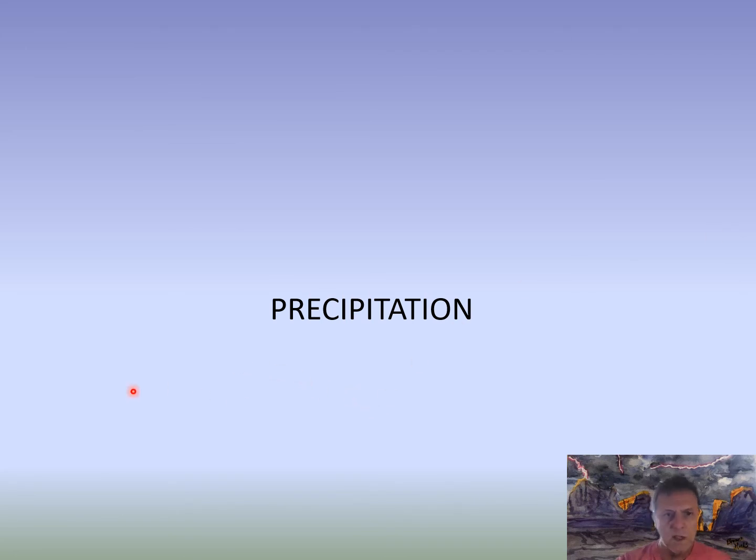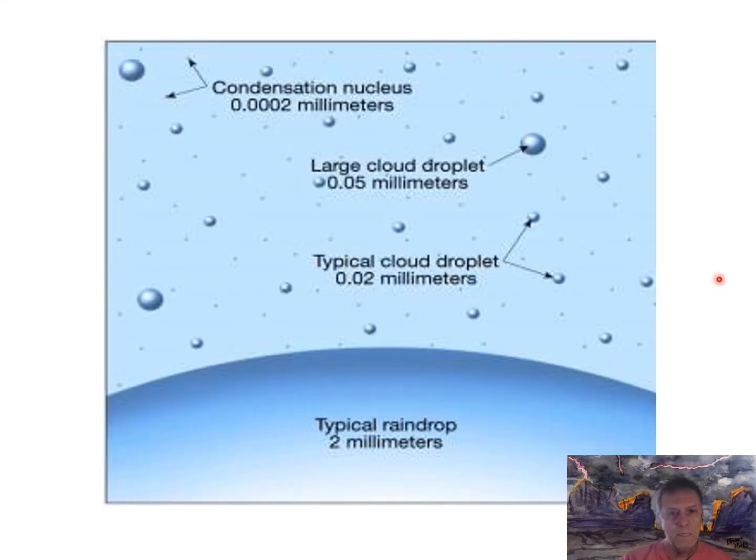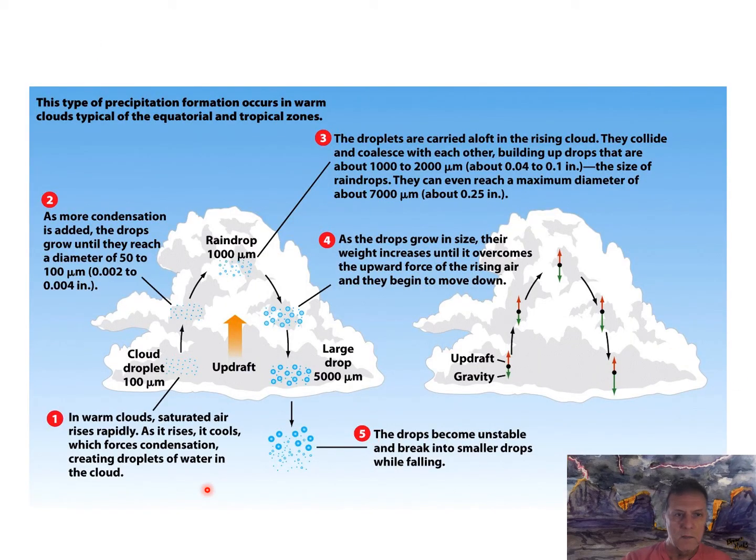Let's take a closer look at precipitation. Now, precipitation can be rainfall, it can be snowfall, it can be hail, it can be sleet, it can be ice falling to the ground. So there's different types of precipitation. They all stem from the condensation of water vapor, moisture in the air, into droplets and drops. In a typical rainstorm, this is the sequence.